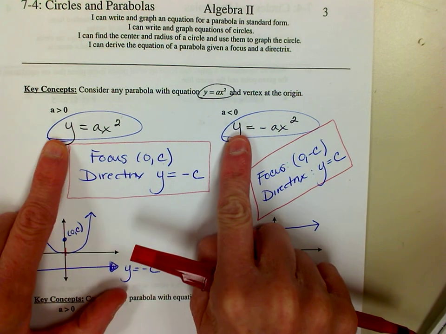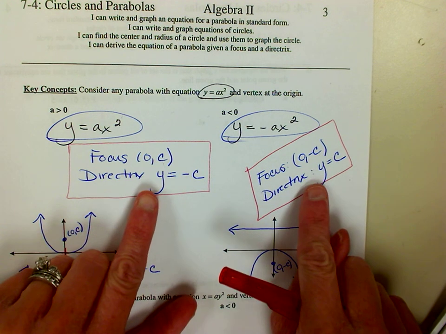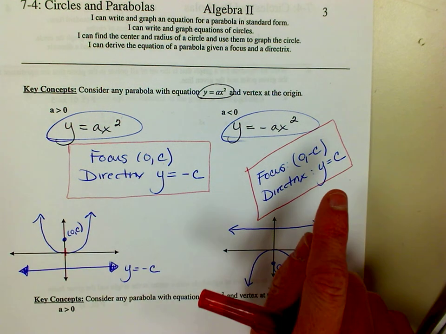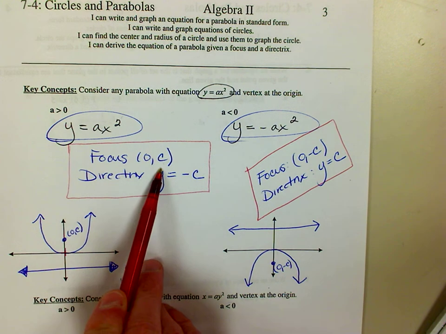So if it's y equals, the focus is in the y spot, and it's going to be y equals. And these are always the opposite. So if this is negative, the focus is negative. If this is positive, the focus is positive.